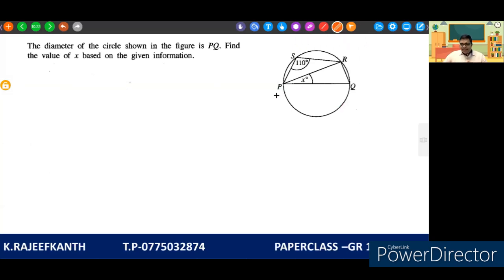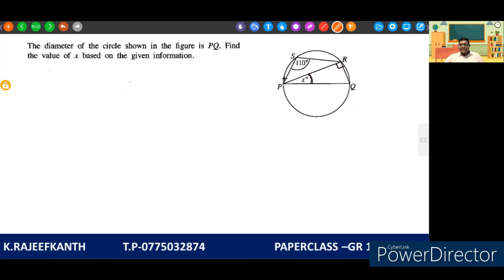Already we have learned the opposite angles are supplementary in a cyclic quadrilateral, and also the exterior angle is equal to the interior opposite angle. And now we learn the angle of a semicircle is 90 degrees. So here this PQ is a diameter, so this angle will be 90 degrees. Now we have to find the value of x.